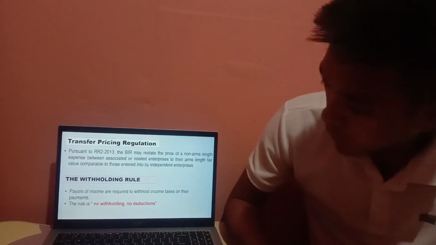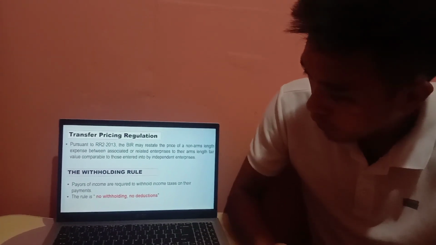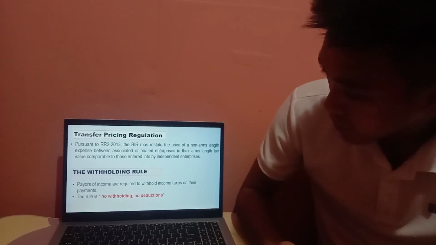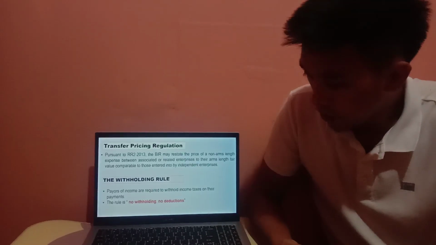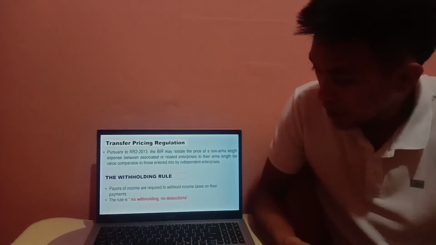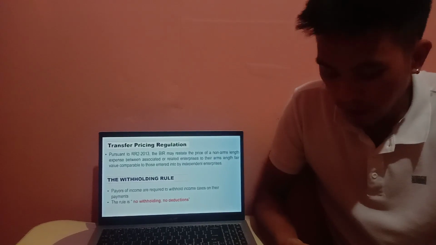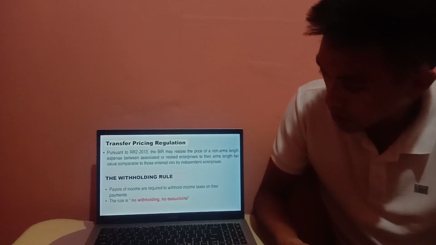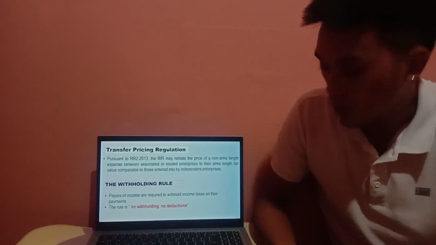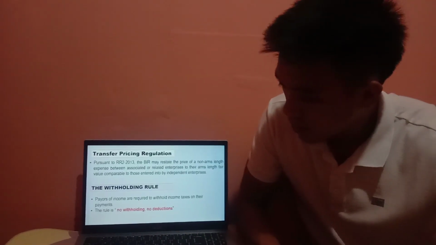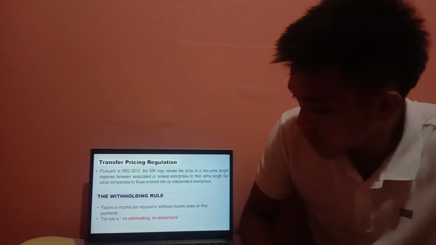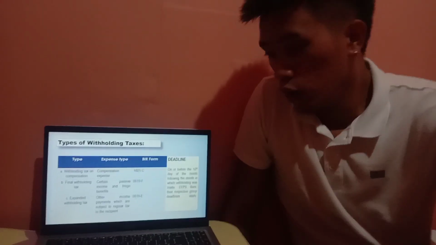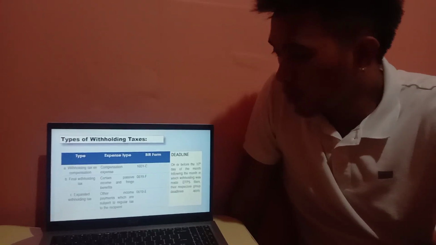Next, the withholding rule. Payers of income are required to withhold income taxes on their payments. The failure to comply with this requirement shall result in the disallowance of the expenses as deductions. So the rule is no withholding, no deductions. So we have types of withholding taxes.